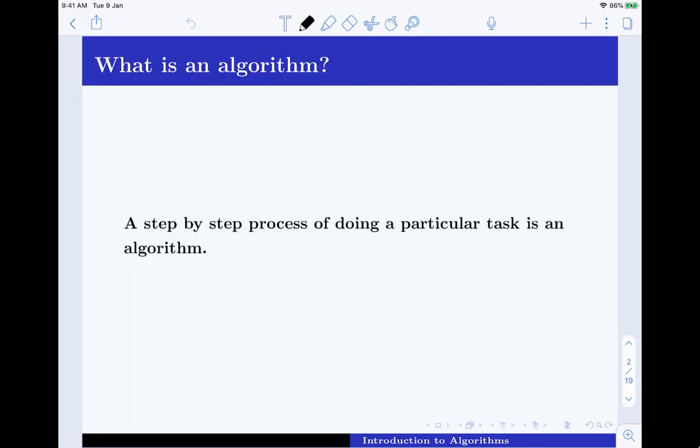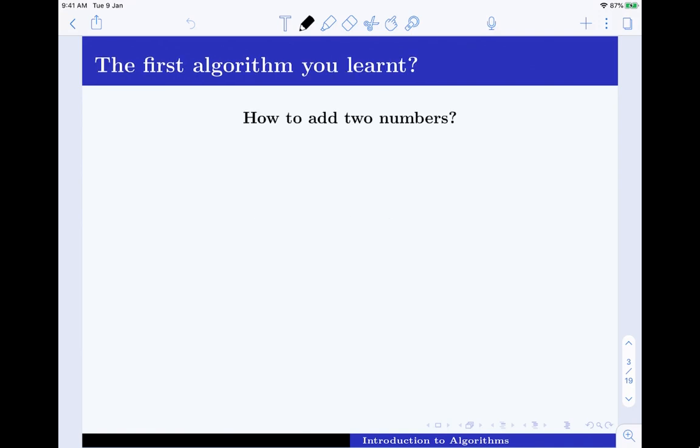So an algorithm is of course a step-by-step process of doing a task. Now it can be any task as such. You can have an algorithm for writing a program, or an algorithm for cooking a particular recipe, and so on and so forth. But let's ask, what is the first algorithm that you must have learned in your life? The first algorithm that is learned is usually how to add two numbers. Do you guys remember how you did that?